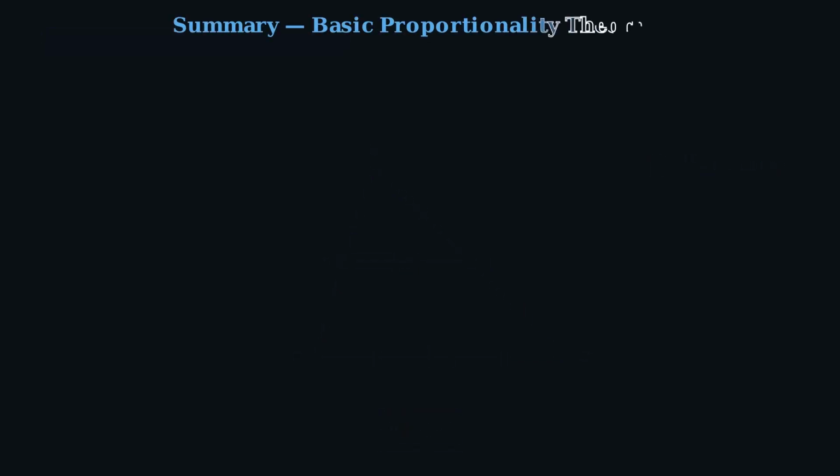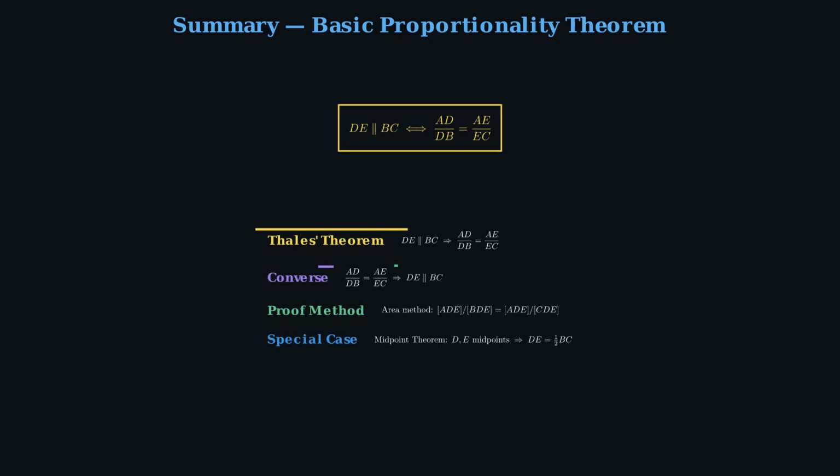Summary of the basic proportionality theorem. The main result. In triangle ABC, if DE is parallel to BC, then AD over DB equals AE over EC. The converse. If AD over DB equals AE over EC, then DE is parallel to BC.